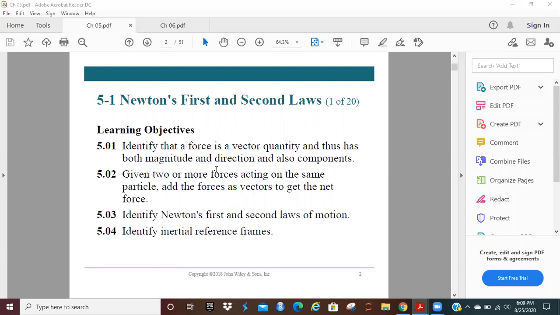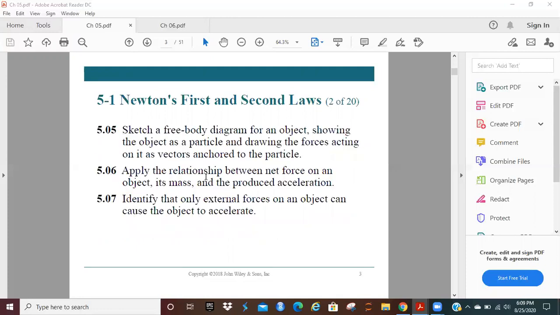So we're going to be looking over Newton's first as well as his second law, and we're going to be discussing a lot of these objectives here. I'm just going to list them here because if I start talking through them, they'll kind of get lost. It's better to focus on these things one at a time and watch the concepts build.